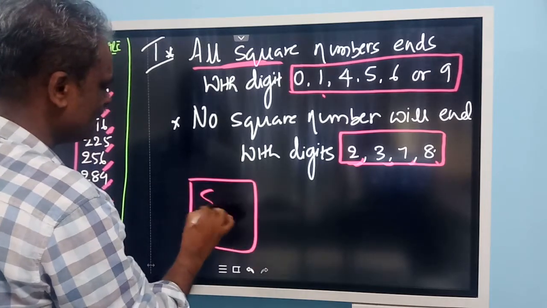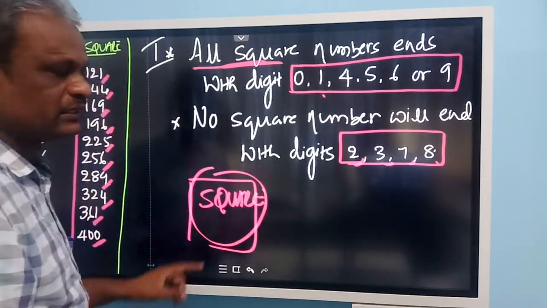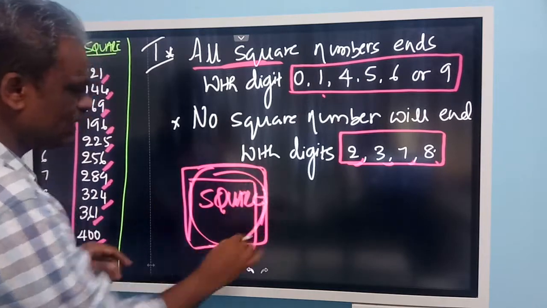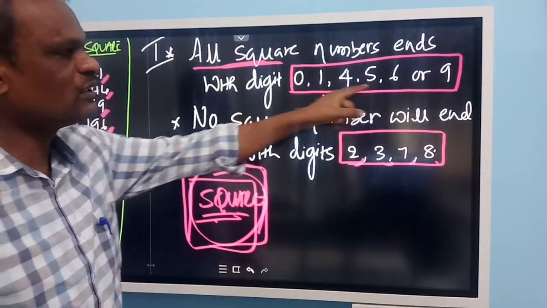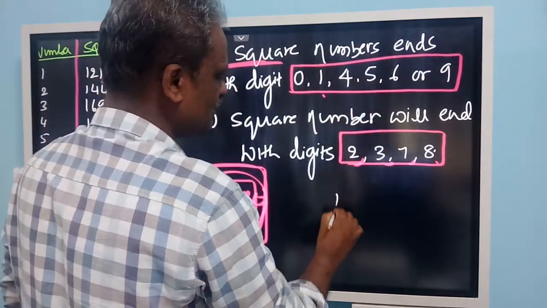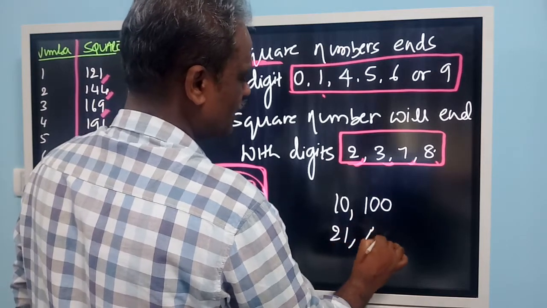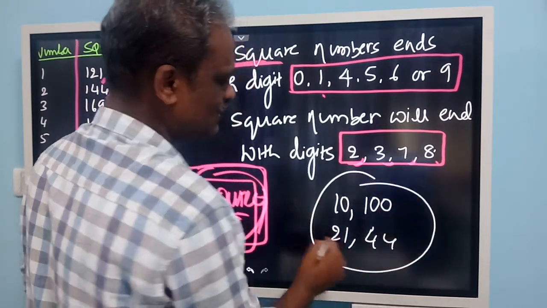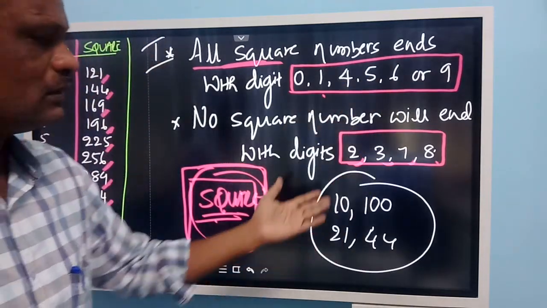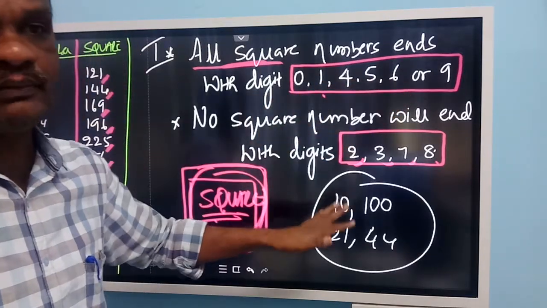Take a set of square numbers here. All square numbers you take, all these end with these digits. This is a group of square numbers. These numbers end with 0, 1, 4, 5, 6. And you take all the numbers that end with these digits: 10, 100, or 21, or 44. See, these are all ending with the digits 0, 1, 4, 5, 6 and may not be a square number. All the numbers ending with these digits may not be a square number.